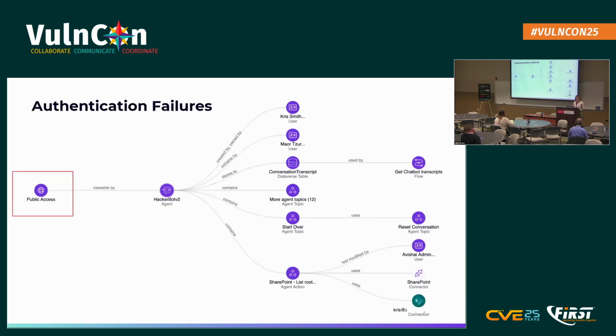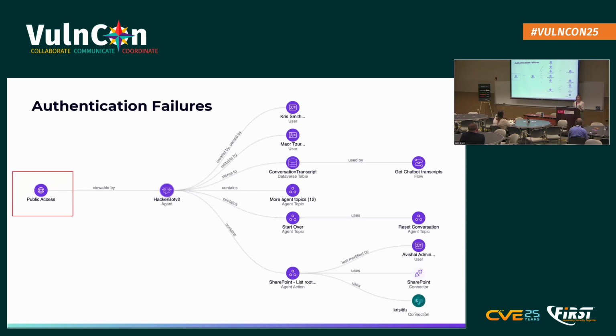Next one is authentication failures. So again, now another graph, we're looking at our HackerBot v2, super not suspicious name at all. I wouldn't be concerned if I saw that. You can see the story again, and we can see we're connected to maybe some critical looking data. I mean, typically internal SharePoints have critical business data. And the real issue here is that this is publicly available.